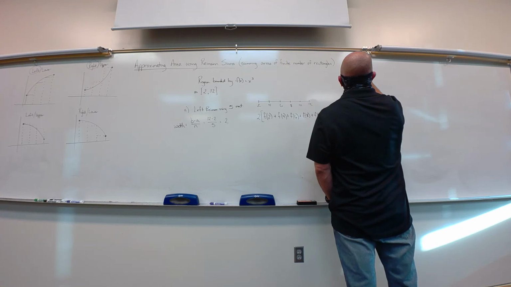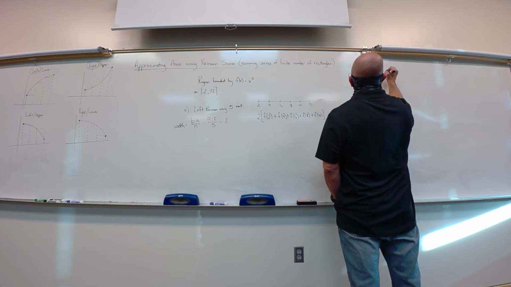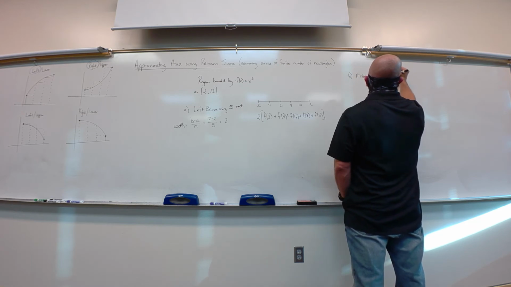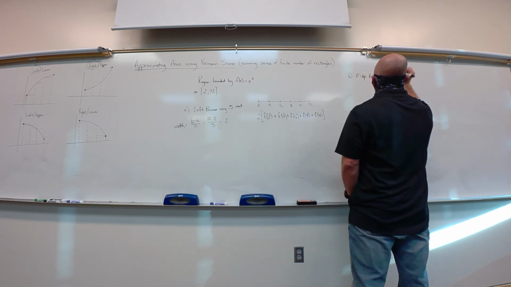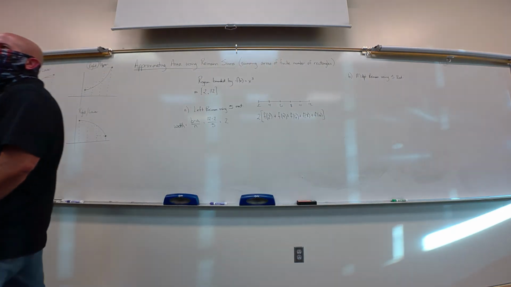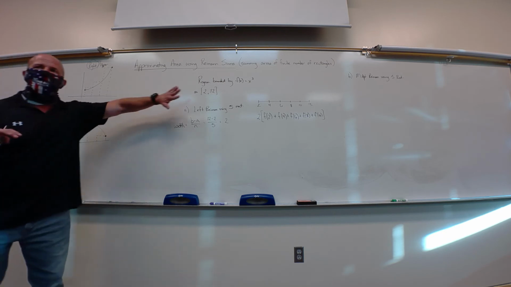And let's go midpoint Riemann using 5 rectangles. Well, I still have 5 rectangles, so that means the width's still going to be 2. Everyone agree with that? All right, so let's just pretend we hadn't done part A yet.